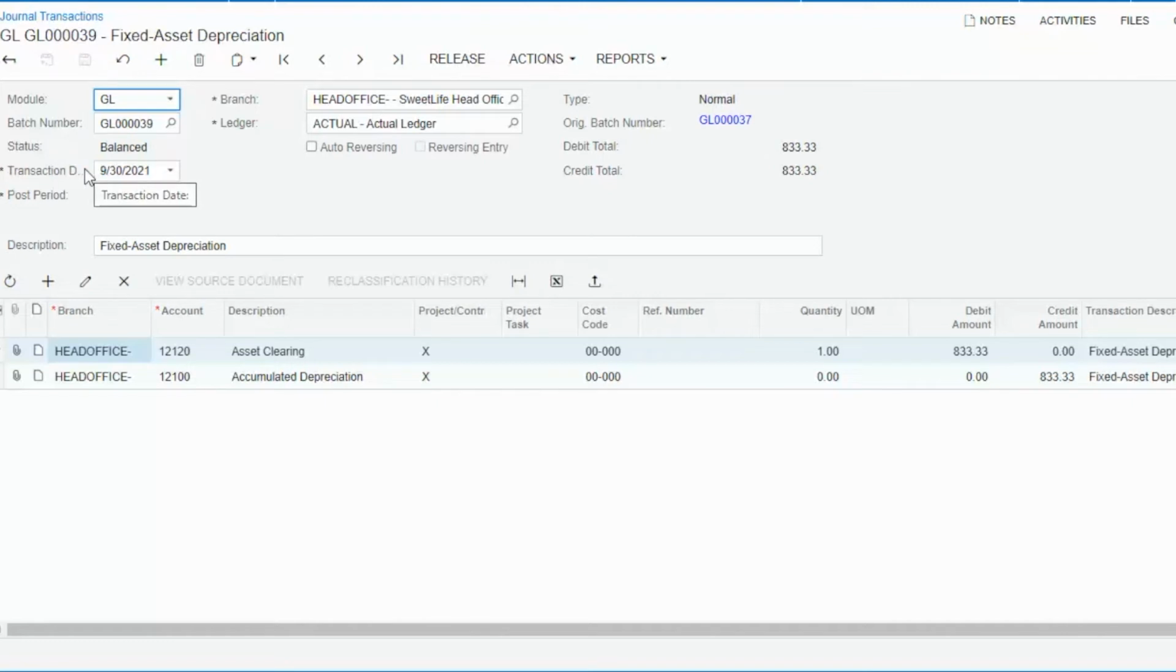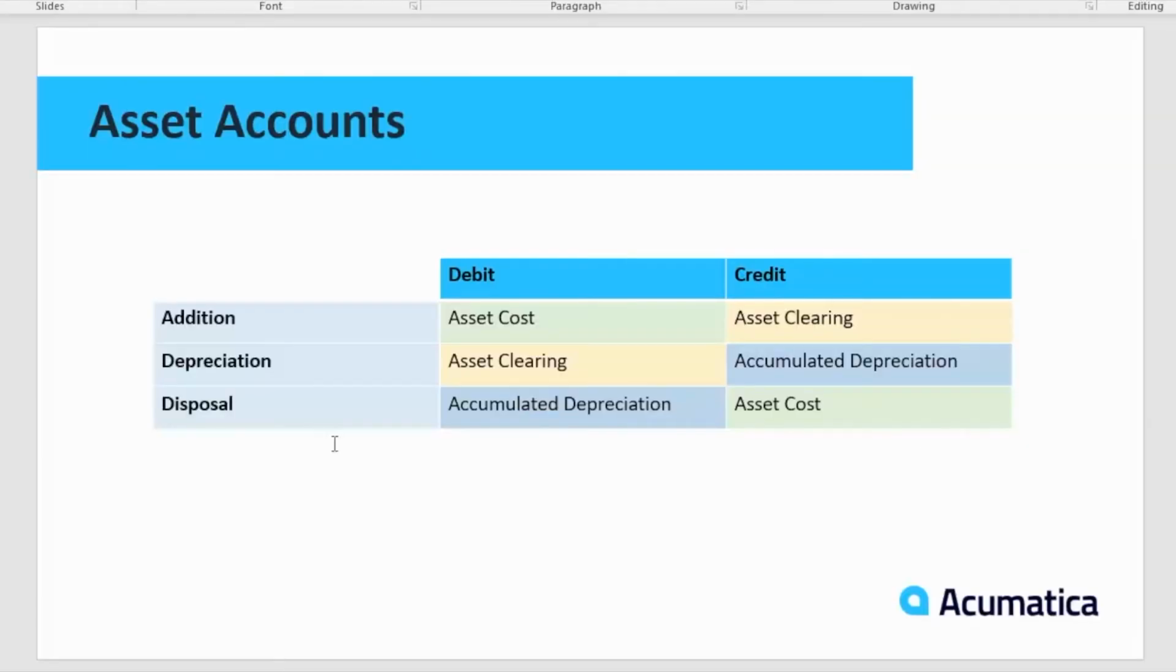And now I will go back to see where we are and what we have done. Here we can see we already did the addition with the asset cost as debit and asset clearing as credit, and now we used the asset clearing as the debit and the accumulated depreciation as credit.